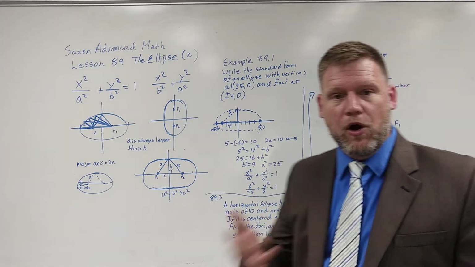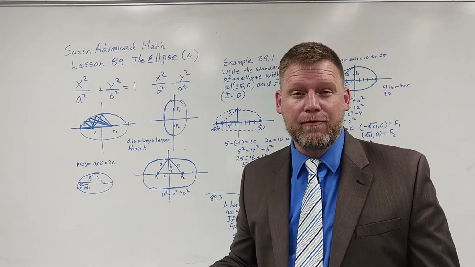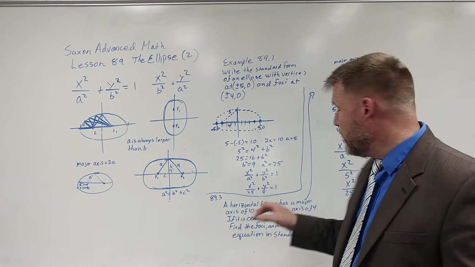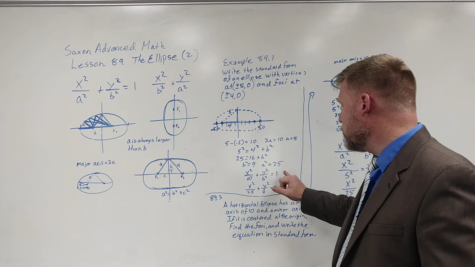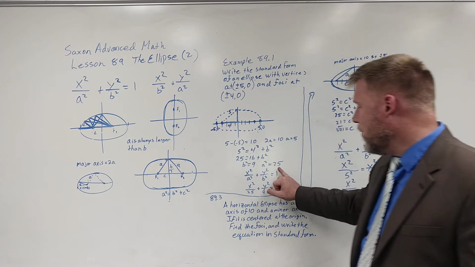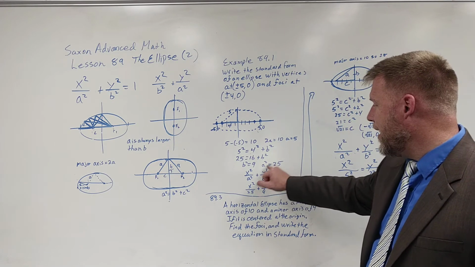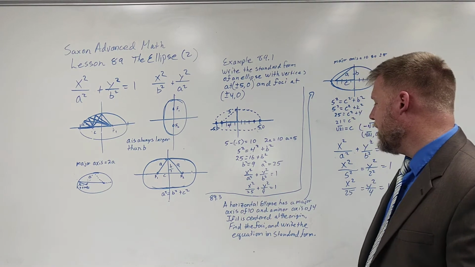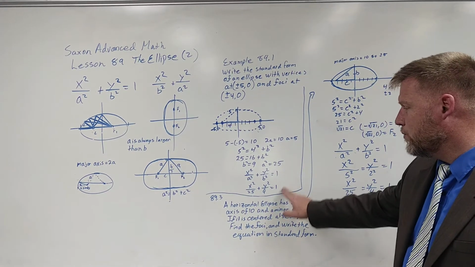Oh, there we go. Do we know A? Sure we do. We knew A from before because we knew that 2A is 10, so A is 5. And we can therefore say 5 squared is 25. So I can now write my formula putting my A underneath the x because it's horizontal. And I get x squared over 25 plus y squared over 9 equals 1.